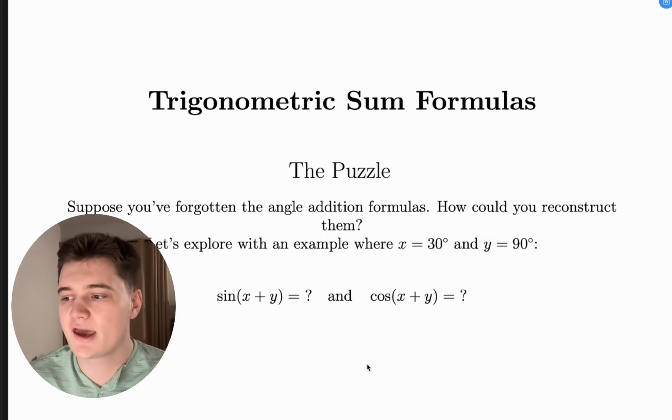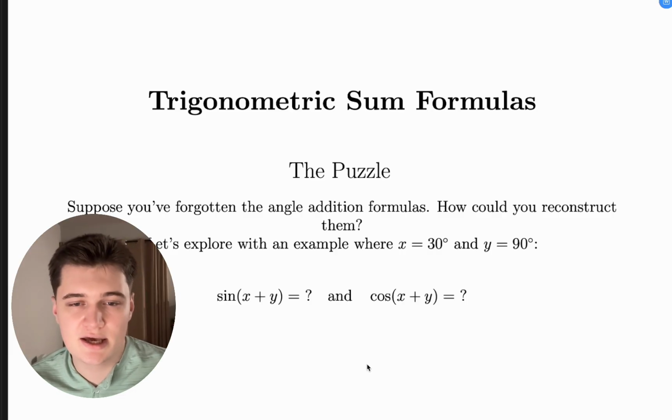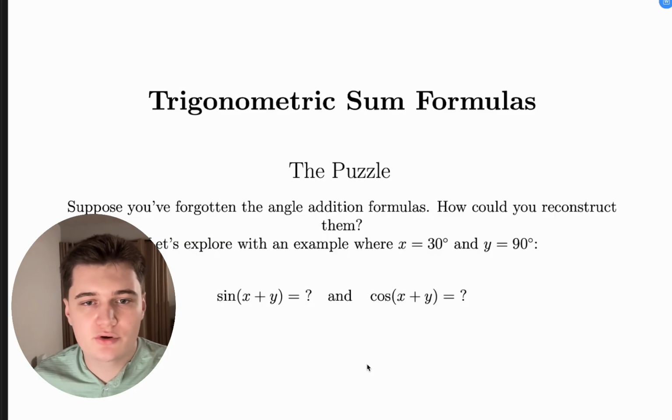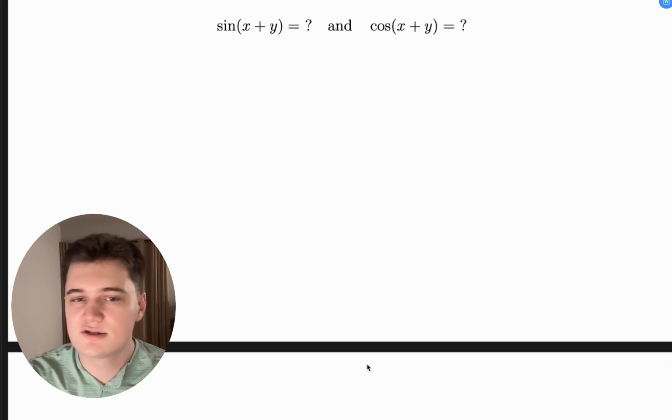Suppose you've forgotten the angle addition formulas. How could you reconstruct them? Let's explore with an example where x equals 30 degrees and y equals 90 degrees. So in order to understand how this identity works, we have to actually assign real values to it. Instead of working with abstract x and y variables, we have to get the real numbers. So let's write it down.